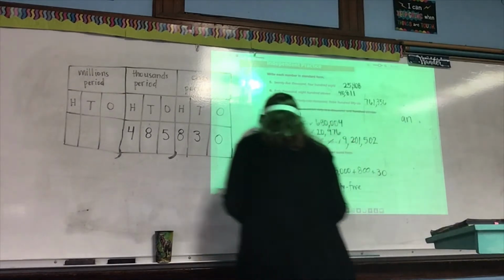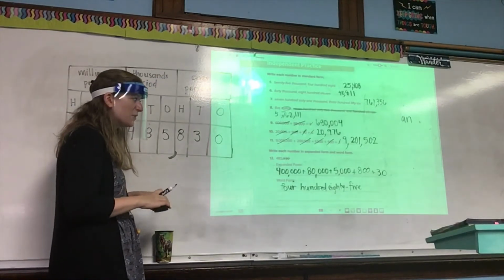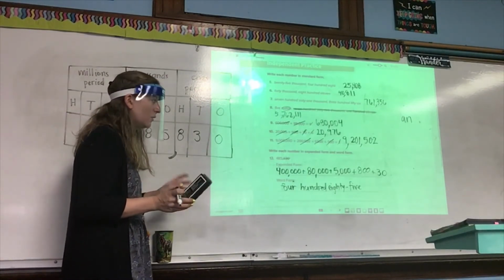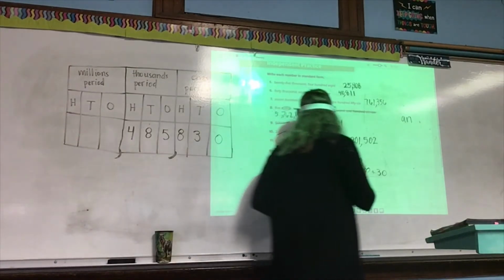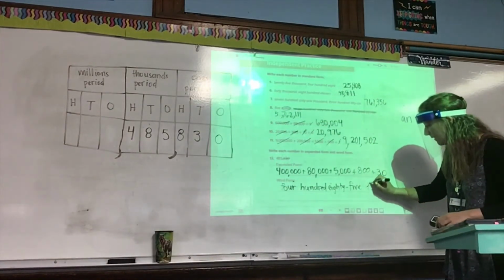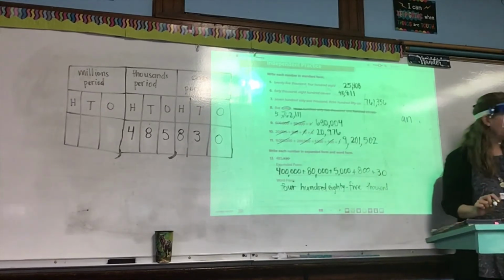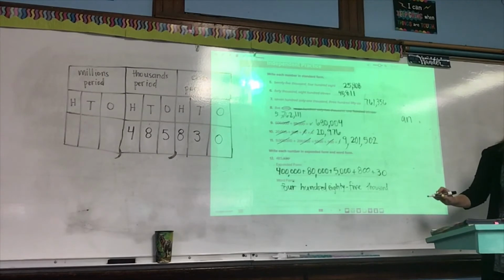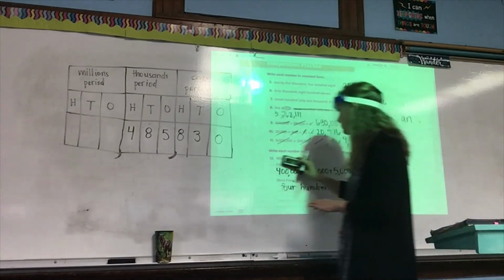Now are we done with that part of the number? Because we have to write what period it's in, right? What period do we know this is in? 1,000. So we're going to write 485,000. When we get to the end of a period, what do we put? What goes between each period? A comma. Good.